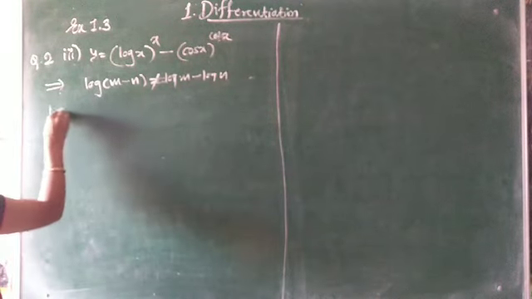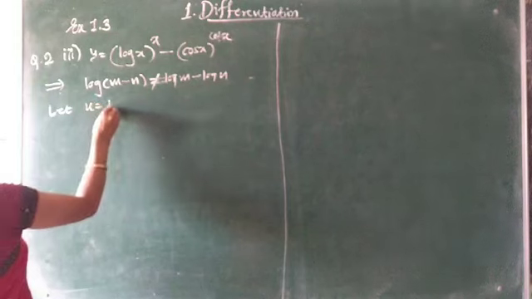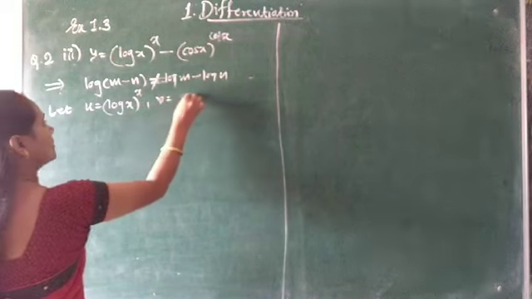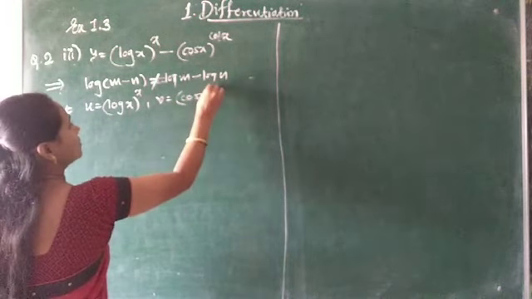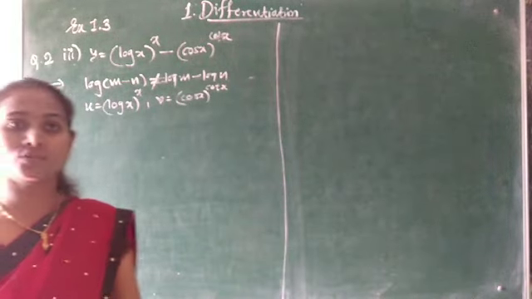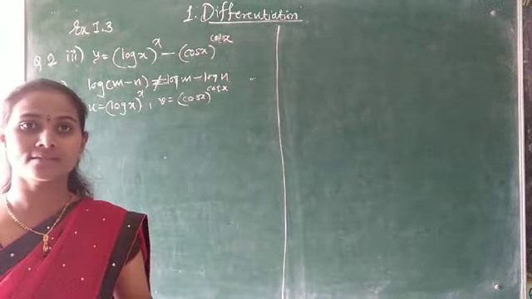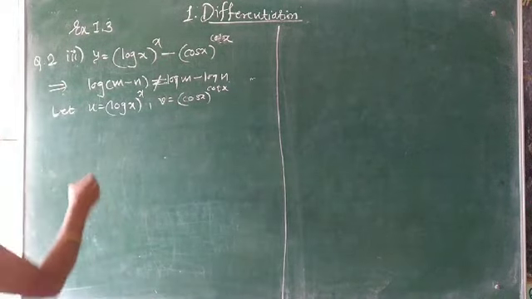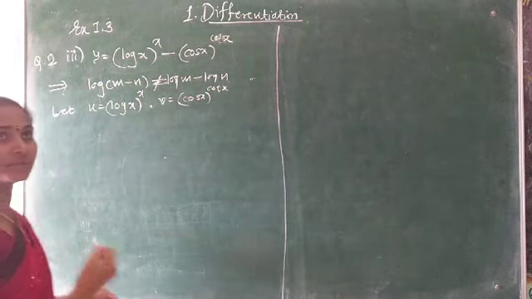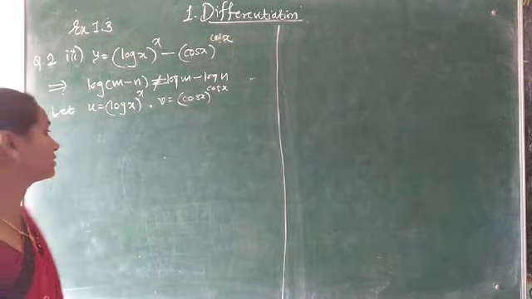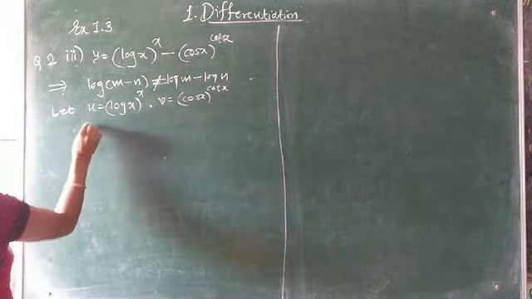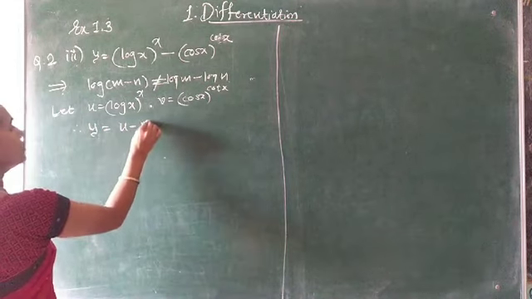So as the first step, let u be equal to (log x)^x and v be equal to (cos x)^(cot x). When we take logarithm on both sides, it is applicable if there is a product or division of functions. Here, if it is addition or subtraction, we can't apply logarithm on both sides. So consider this as u and this as v, and our y becomes y is equal to u minus v.